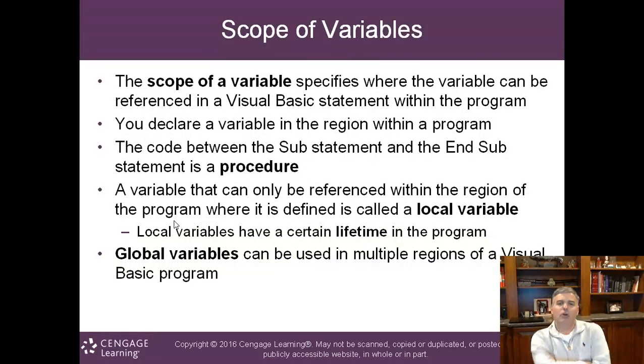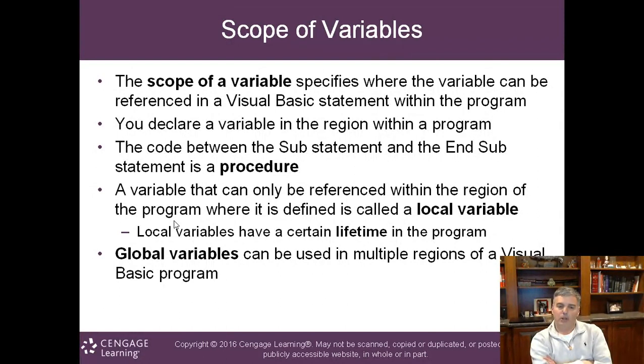The scope of a variable specifies where the variable can be referenced in a Visual Basic statement within the program. You declare a variable in a region within a program. The code between the Sub statement and the End Sub statement is a procedure. A variable that can only be referenced within the region of the program where it's declared is called a local variable. Local variables have a certain lifetime in the program. Global variables can be used in multiple regions of a Visual Basic program.